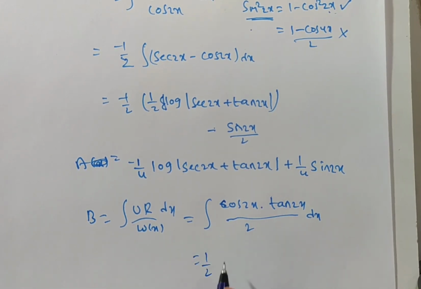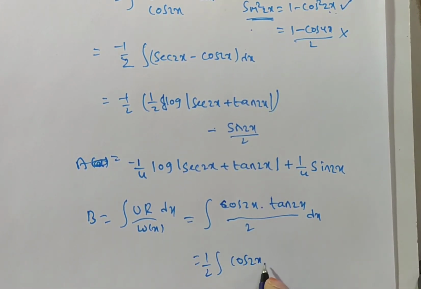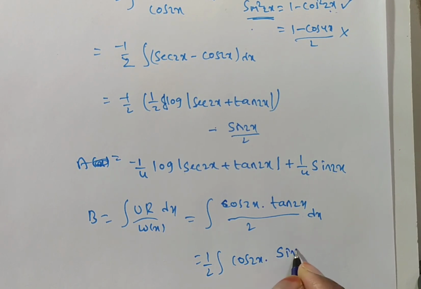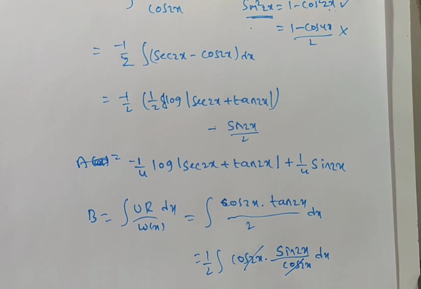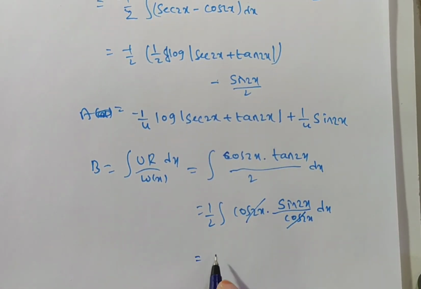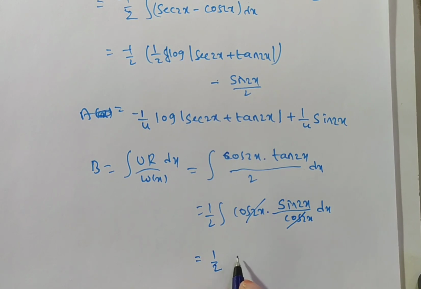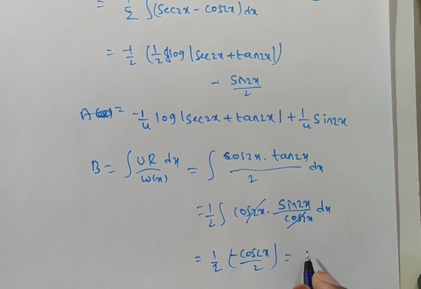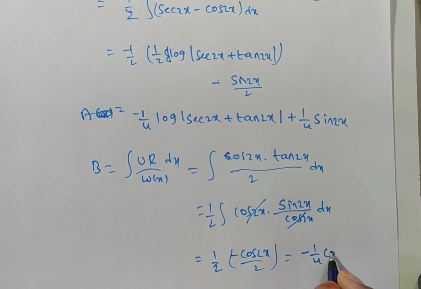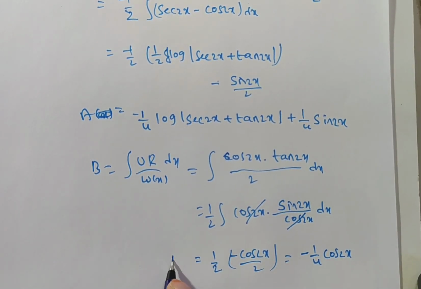Now 1 by 2 outside, the integral of cos 2x into tan 2x is nothing but sine 2x by cos 2x into dx. So the denominator and numerator get cancelled, then you will have only sine 2x. 1 by 2 is outside, and the sine 2x integration is minus cos 2x by 2. So finally you will have minus 1 by 4 times cos 2x, which is the value of b.